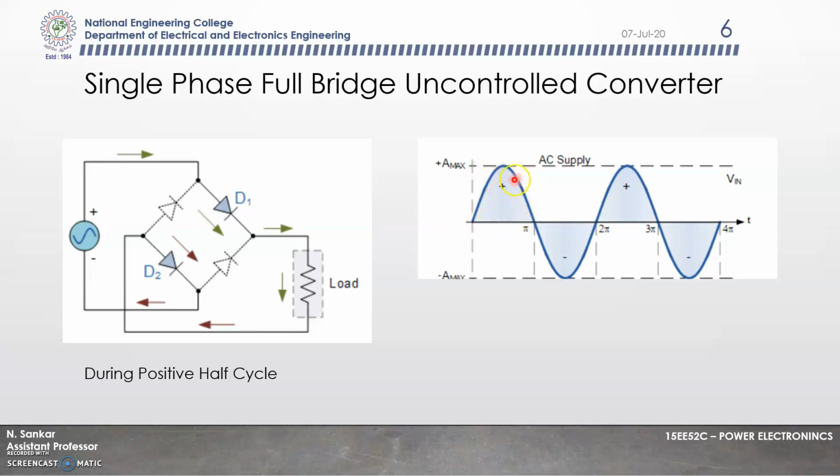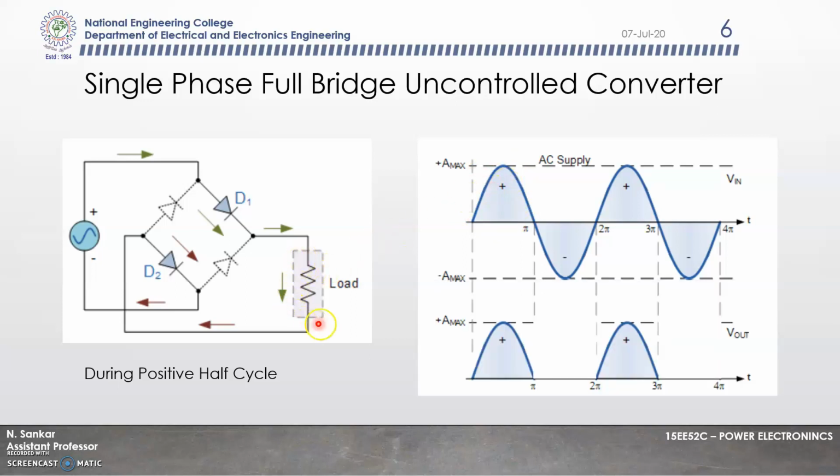So the positive waveform of the input supply alone will be rectified. How is it obtained? It is just the voltage drop across the load. Whenever the current travels through the load, there will be some voltage drop across your load. So the positive half gets rectified and the output will be like this for the positive half cycle. This is for the first cycle and this is for the second cycle.